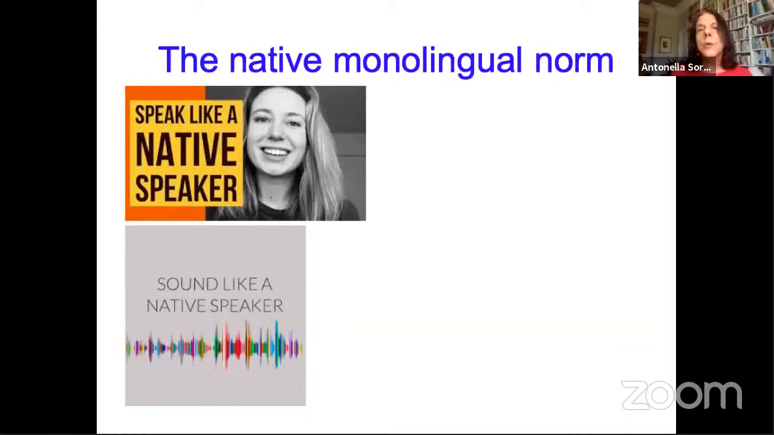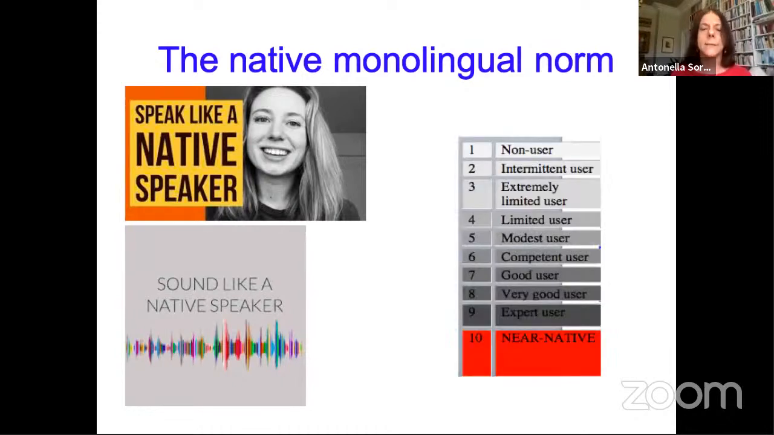When it comes to non-native speakers, the whole field of second language acquisition was born as a comparison with the native norm. So the native monolingual norm is the target for a second language learner. And the target is possibly to speak like a native speaker, sound like a native speaker of that language, which may turn out to be difficult or impossible, and there are lots of studies about that.